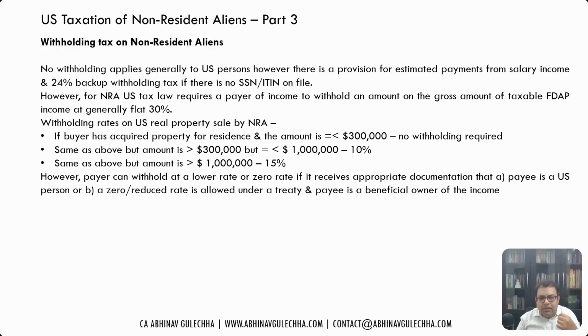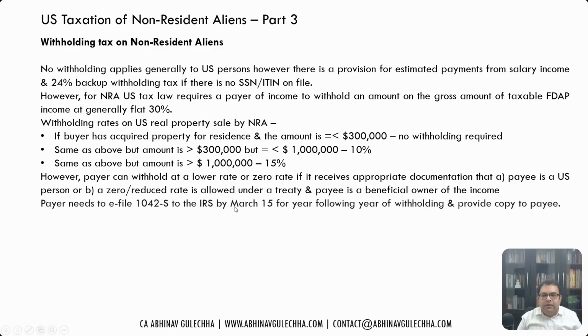So the payer will withhold at a lower rate or a zero rate if the documentation proves that the payee is a US person, because if it's a US person, then generally there is no withholding. Second is a zero or reduced rate if it is allowed under a treaty and the payee proves that he is the beneficial owner of the income, right? Okay.